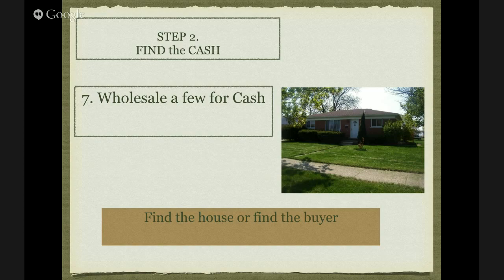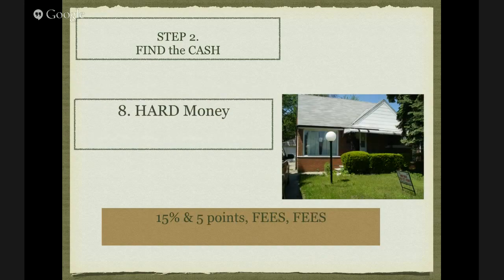All right, so let's go to number 8. Number 8 is hard money. I don't want to go into too many details about hard money except to convince you not to do it. You might do it for your first property. I did 2 houses in Detroit with hard money when I first got started. It cost me 15% interest and 5 points.